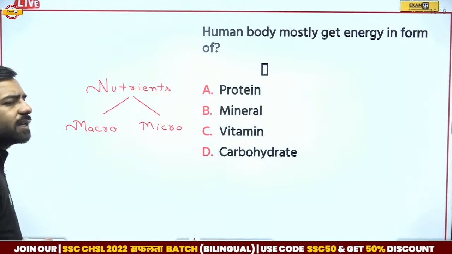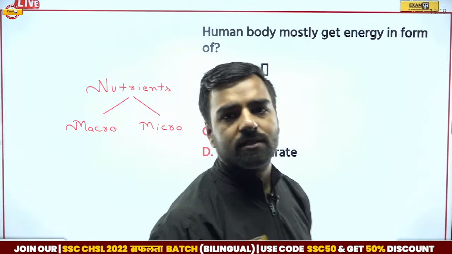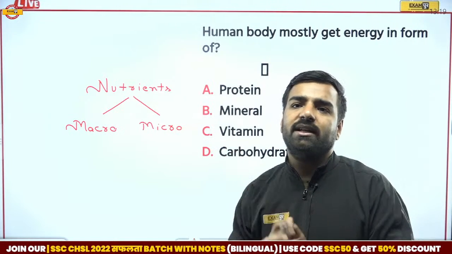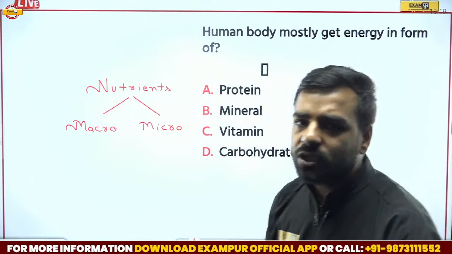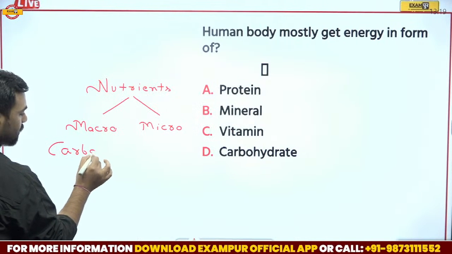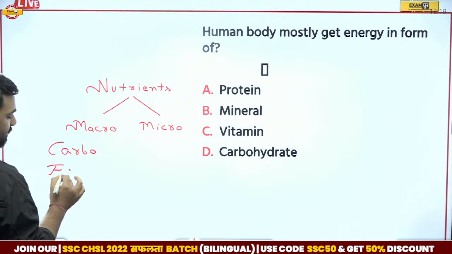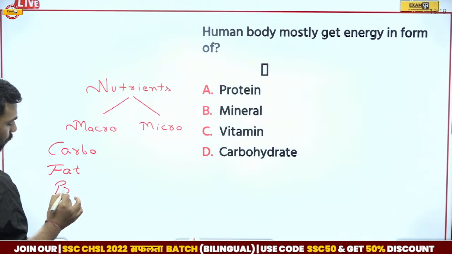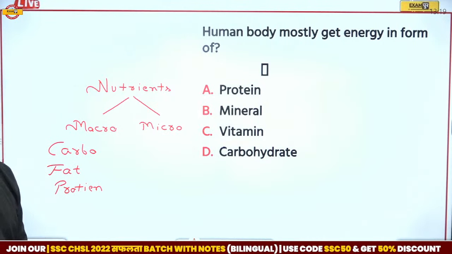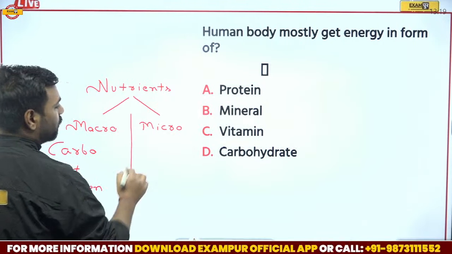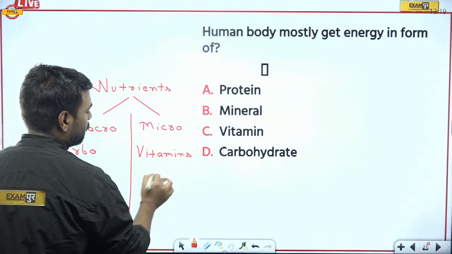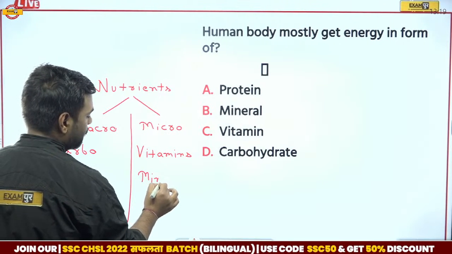Now, sir, what all things come under macronutrient? Just discussed. What is it? Those nutrients which are required in large quantities. For example, you can talk about carbohydrates. Then you can talk about fats. Then you can talk about proteins. So all these come under the macro part. But if I talk about micro, what all things are here? We have vitamins. Then we have minerals.